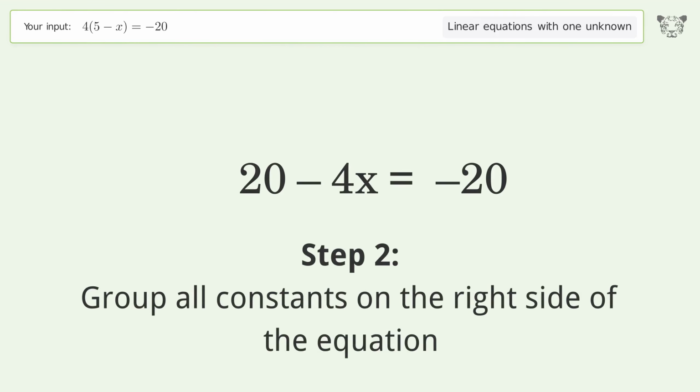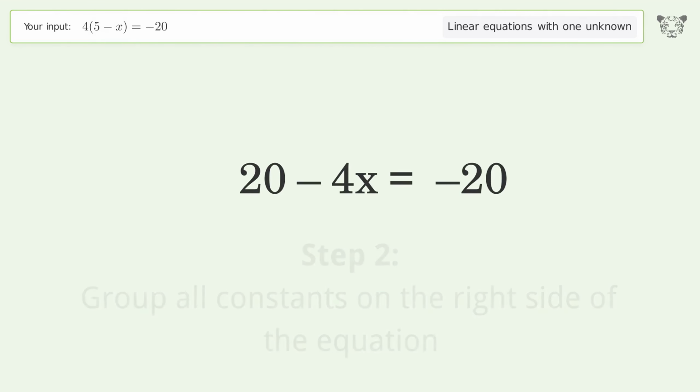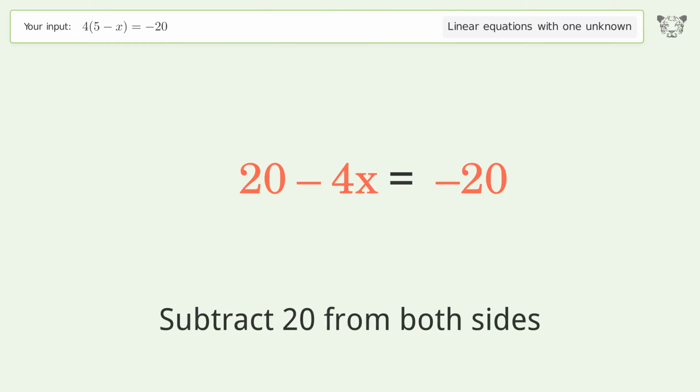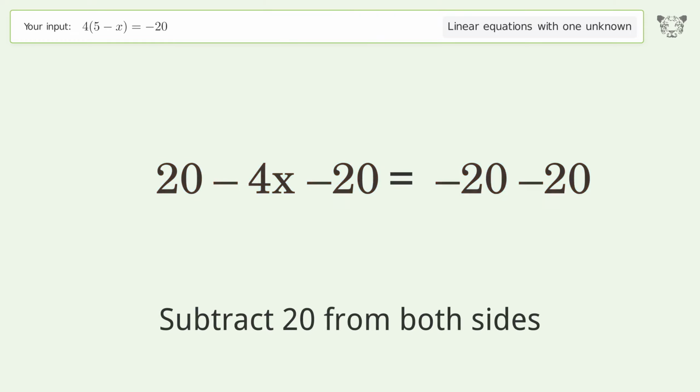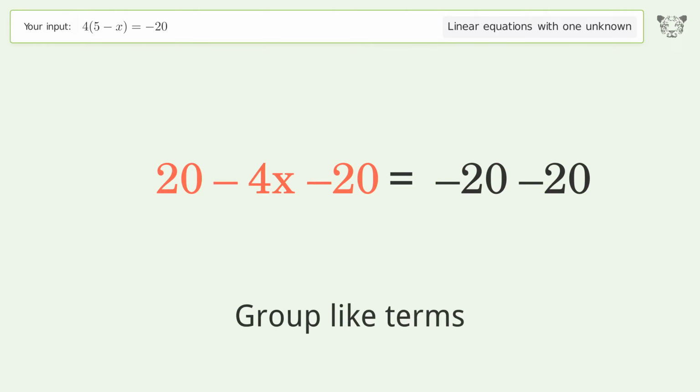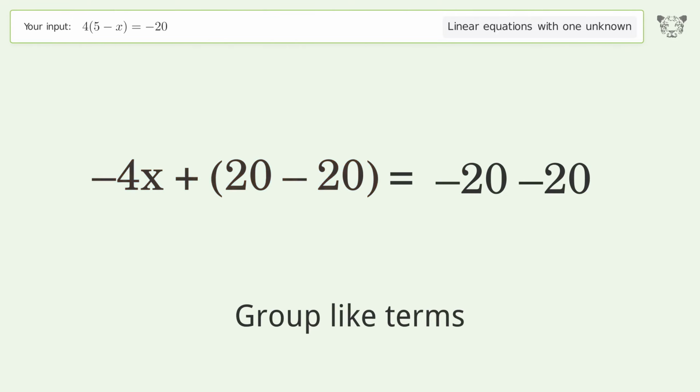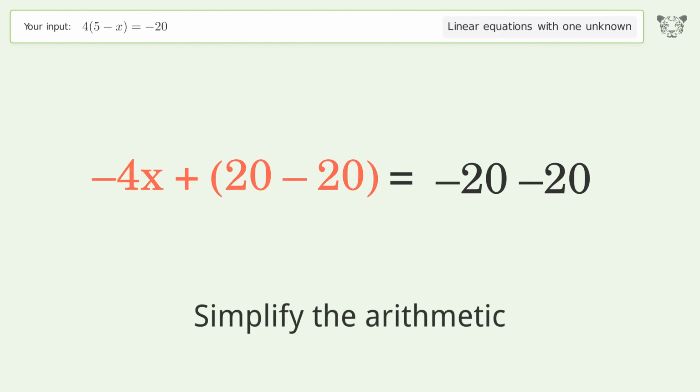Group all constants on the right side of the equation. Subtract 20 from both sides. Group like terms. Simplify the arithmetic.